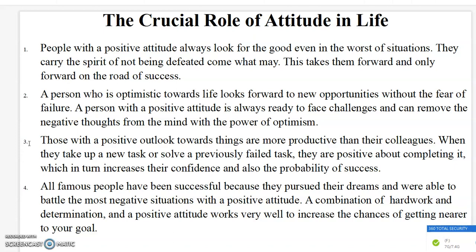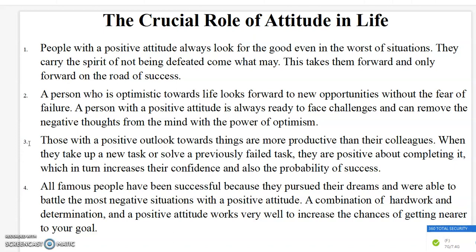1. People with a positive attitude always look for the good even in the worst of situations. They carry the spirit of not being defeated, come what may. This takes them forward and only forward on the road of success.